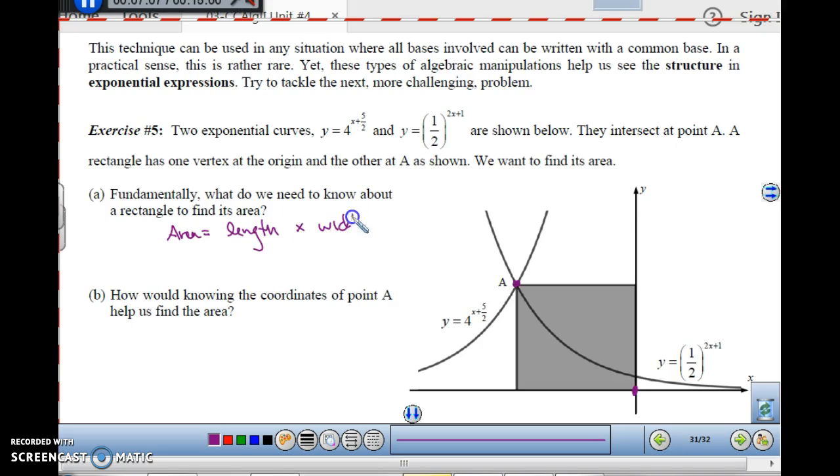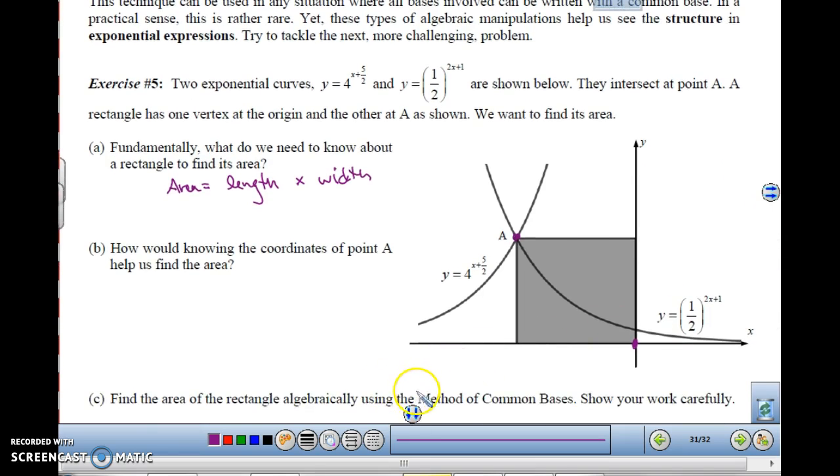Length times width is area. All right, so how would knowing the coordinates of point A help us find the area? Well, that would give us the length and the width. So the y-coordinate would equal the height, because that would be the distance from here to here. That would be the height, or the width.